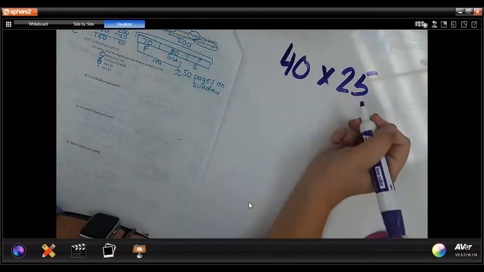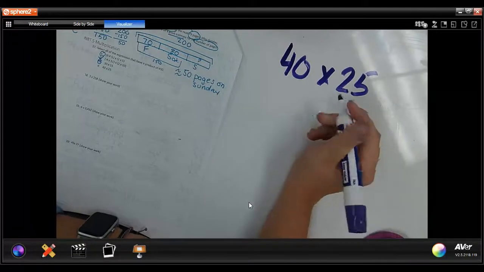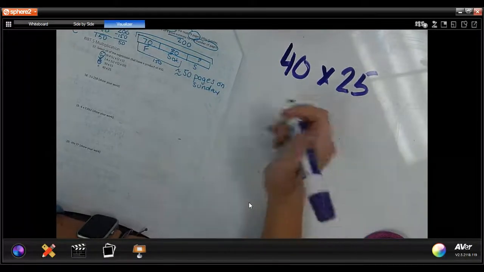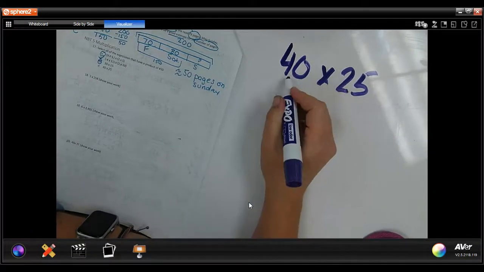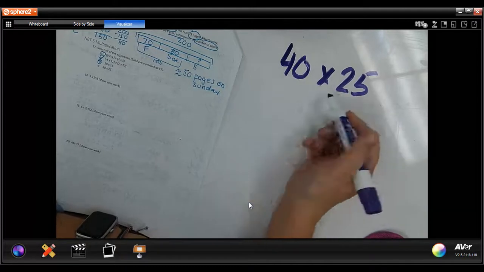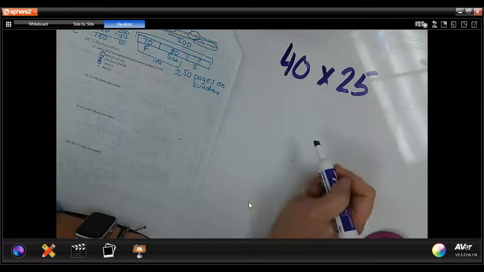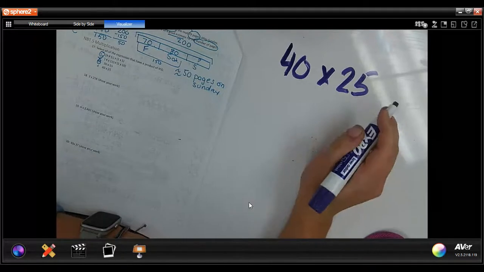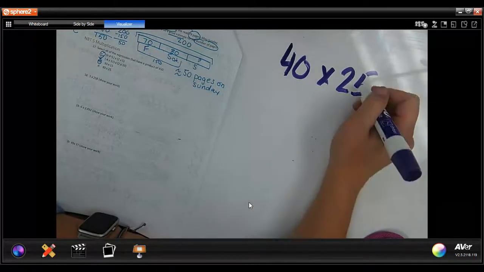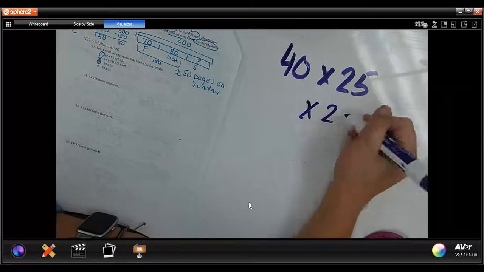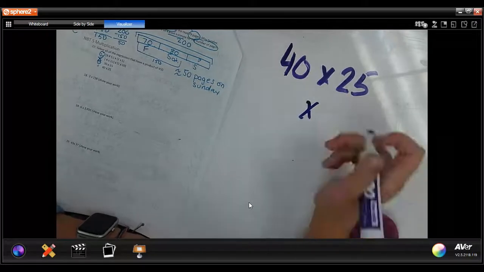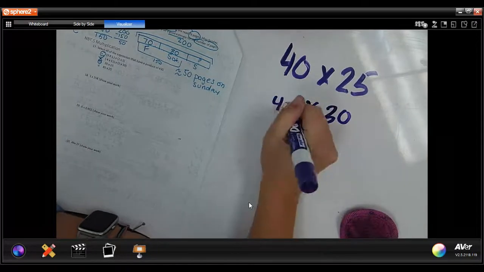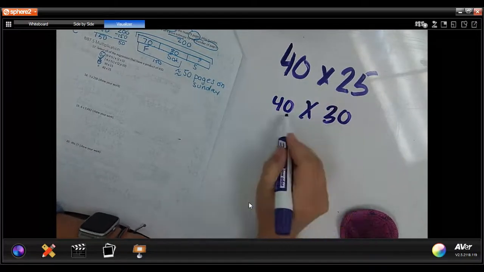We could start by seeing if it's reasonable, because this kind of seems similar to another one that we just solved for. So let's see if this is a reasonable answer by using estimation. So this is 40, that's an easy number, so I'll keep that. And I'm going to change this to 20. I'm going to round it up to 30 because 25 rounds to 30. So I'm going to put this as 40 times 30.